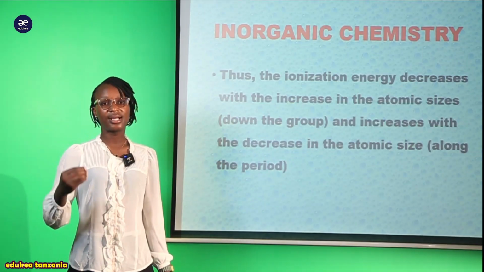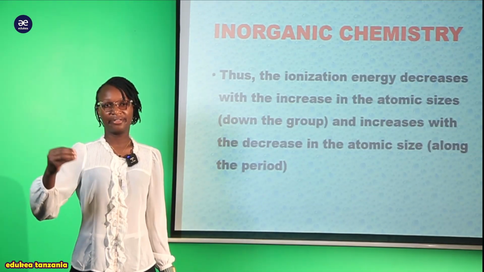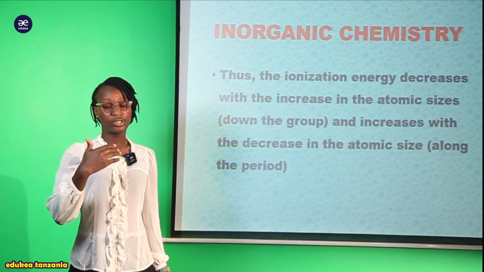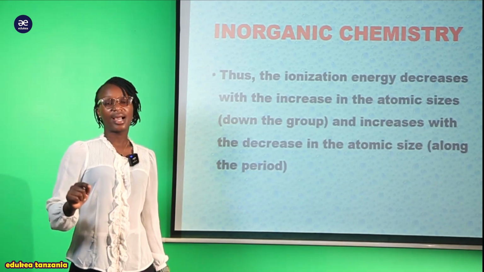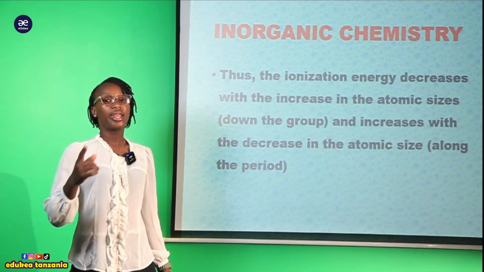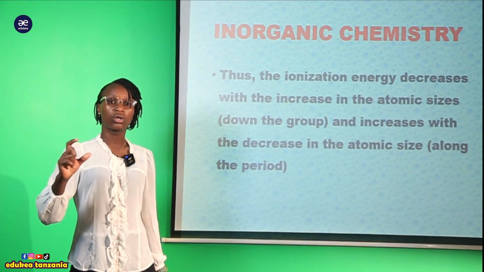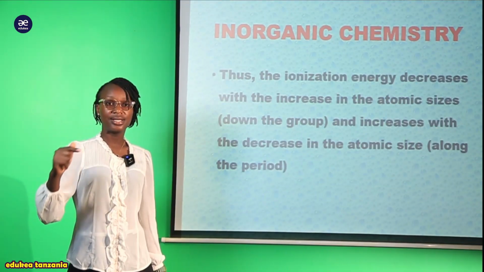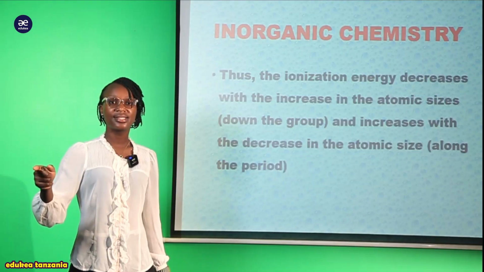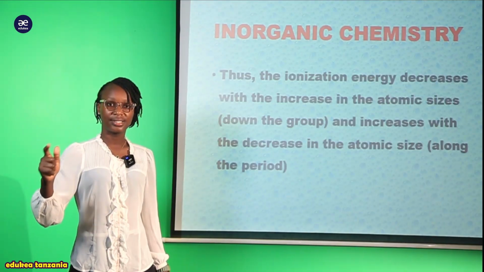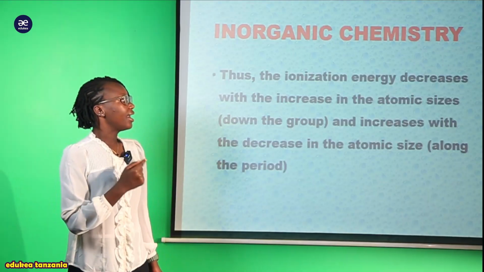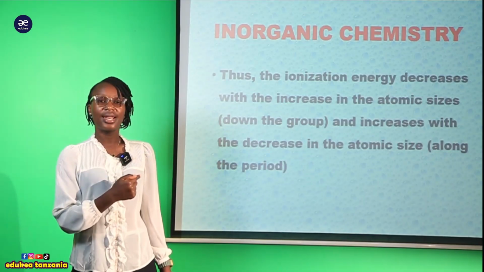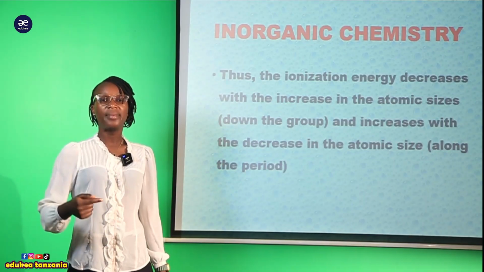Atomic size ina increase kulingana na the increase in number of shells. Sasa as you consider down the group is where those number of shells tend to increase. Sasa kama tunavyoenda down the group, the number of the shells tend to increase, maana tutakuwa na increasing in the distance. There is a large distance, there is a large atomic size. Therefore, you will see that the ionization energy now will be lower or will be decreased.